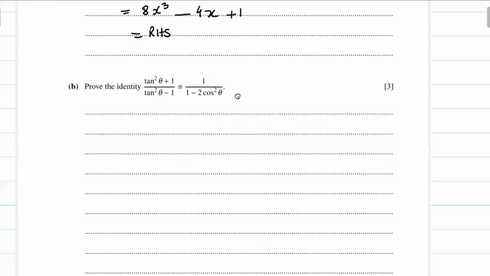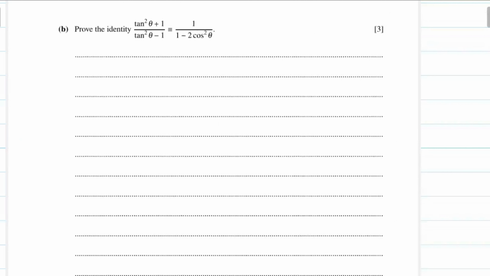Now the next is part B. Prove the identity: tan squared theta plus 1 over tan squared theta minus 1 equals 1 over 1 minus 2 cos squared theta. Firstly, we write the left hand side here: tan squared theta plus 1 over tan squared theta minus 1. Next, we take the value of tan theta. You know tan theta equals sine theta over cos theta.